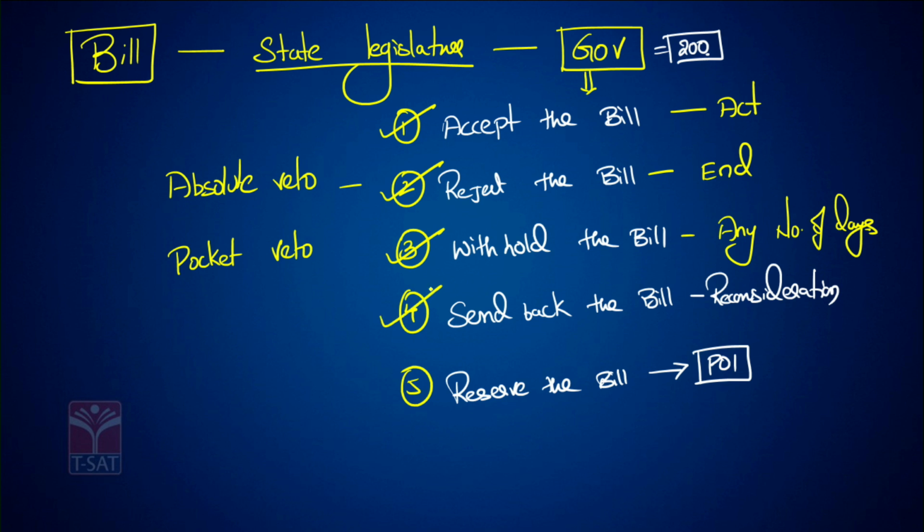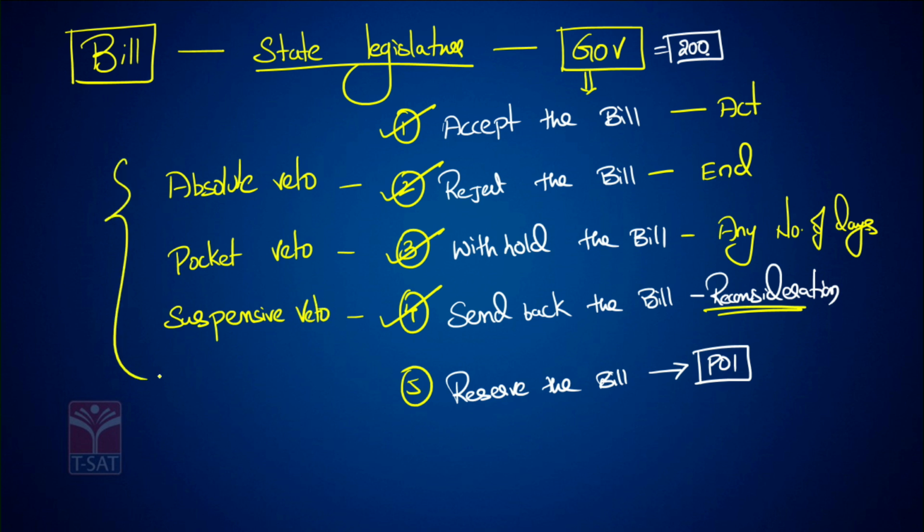The governor can send back the bill for reconsideration. But when the reconsidered bill comes back to the governor, what does the governor have to do? The governor has to pass the bill, has to accept the bill. And this power of the governor is called suspensive veto.